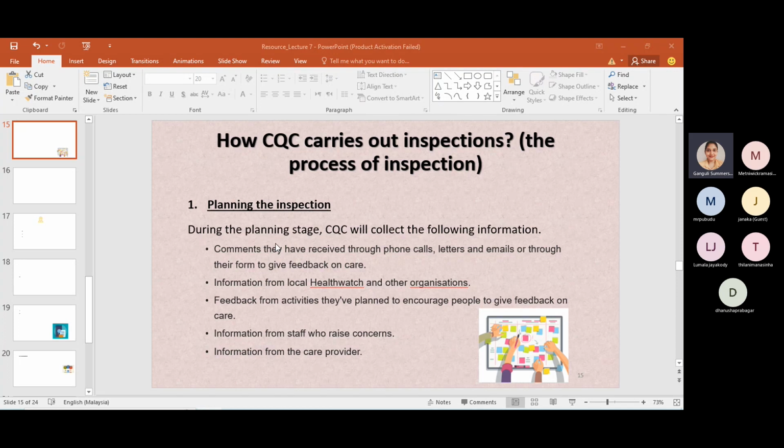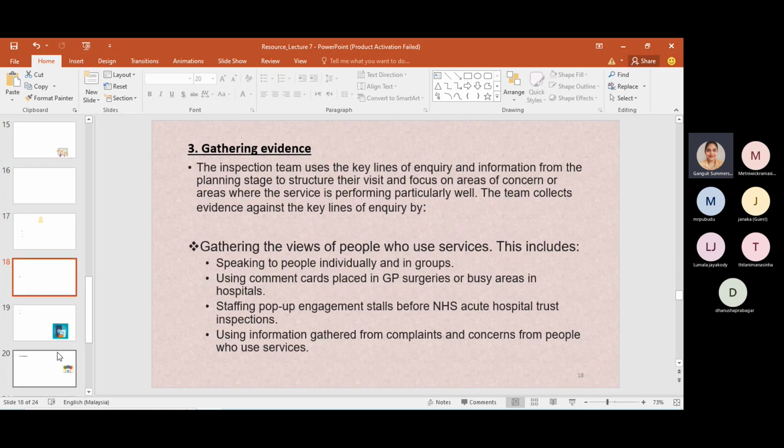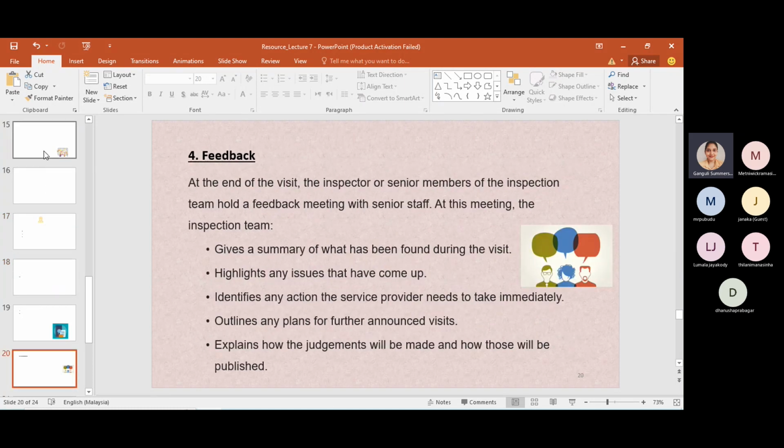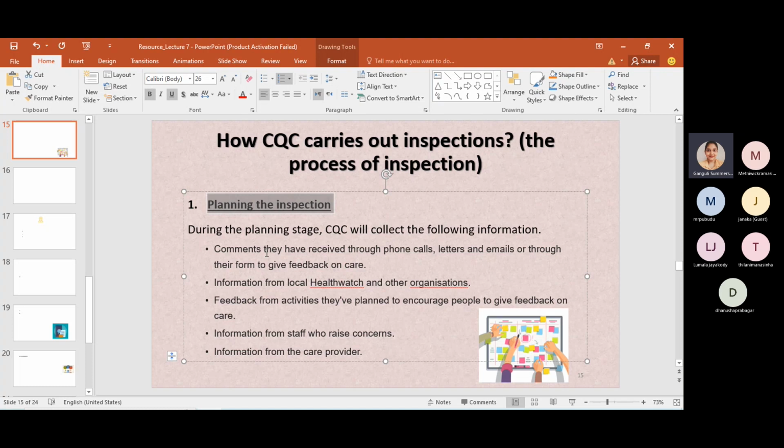So now we will discuss the process of inspection, how CQC carries out inspections. As I told earlier, there are 4 stages of inspection: planning the inspection, the start of the visit, gathering evidence, and giving feedback. First, let's see what happens in the first stage, planning the inspection.